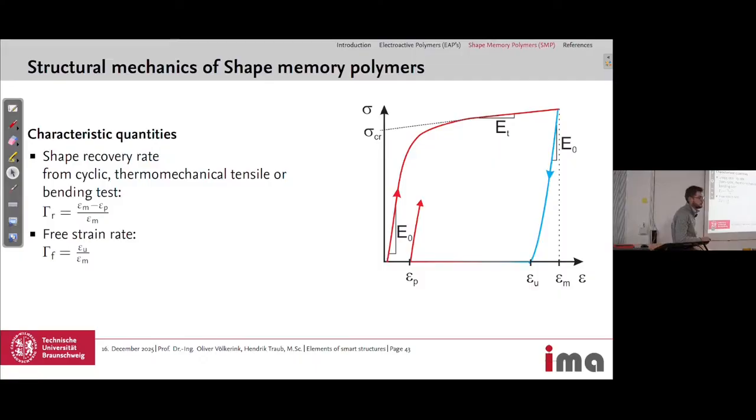Sorry? Yeah, this is the permanent strain we have after the cycle, let's say. But it's nearly here, so it's not to scale, let's say, the diagram.